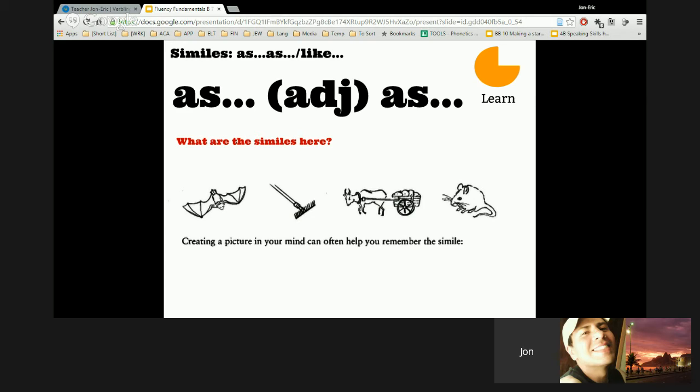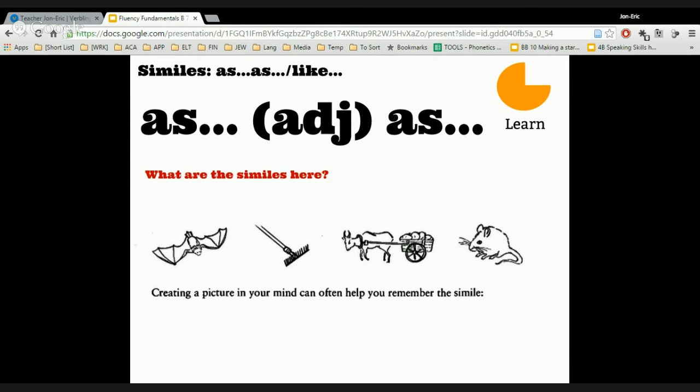Wider? What do you mean by wider? What's the opposite of wide? Wide, narrow. Narrow. So which is narrower, a person or a rake? A rake.